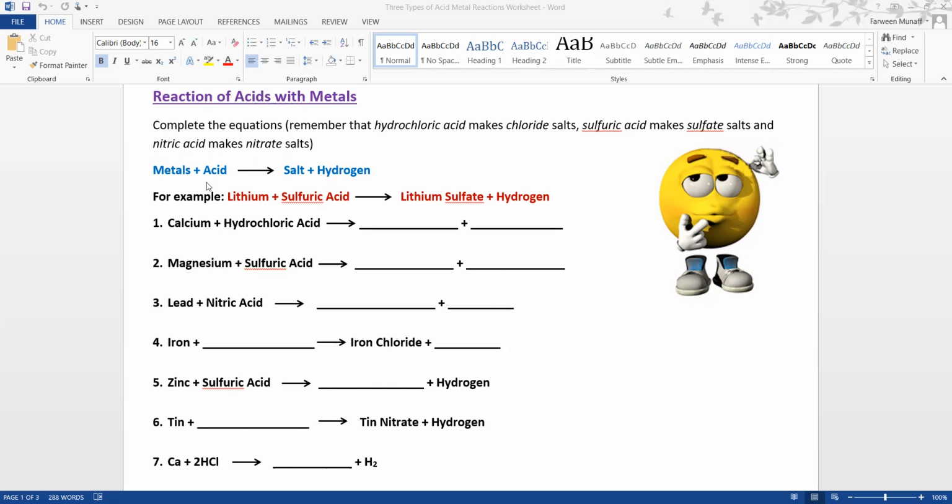So if we look at the first example here, we can see that with acid and metal reactions, we've got a metal which is lithium. Okay, so we've got lithium, that's our metal. Sulfuric acid is our acid, okay? When that combines, the formula tells us that we always get a salt, or in other words, a metal salt that's formed, as well as hydrogen gas, okay? So that's lithium sulfate plus hydrogen there.